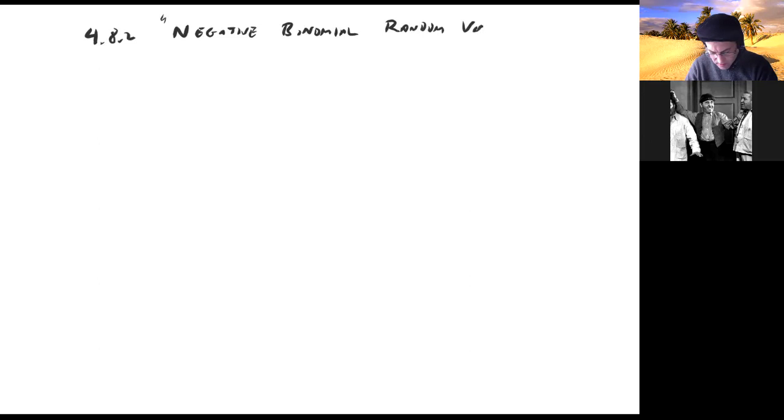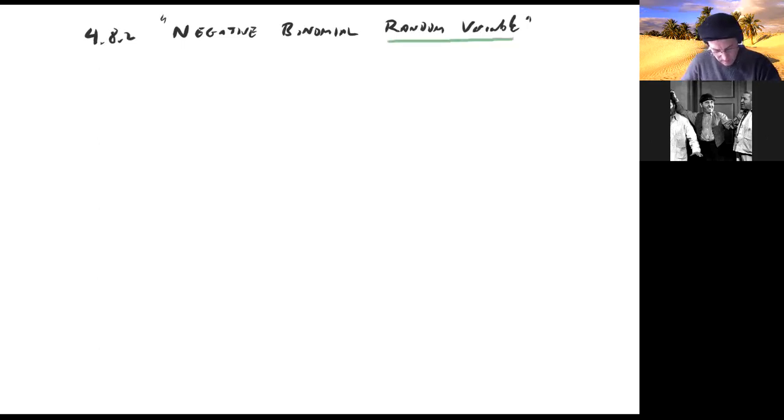Section 4.8.2, which is called the negative binomial random variable. This section has a lot of calculation in it. I'm going to try to motivate it somewhat differently than the book.